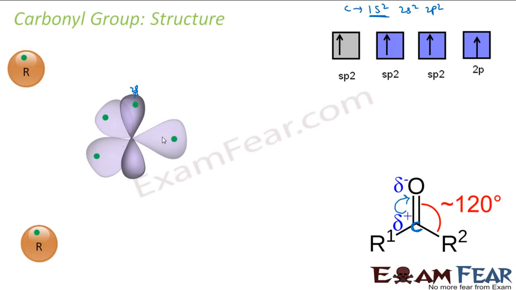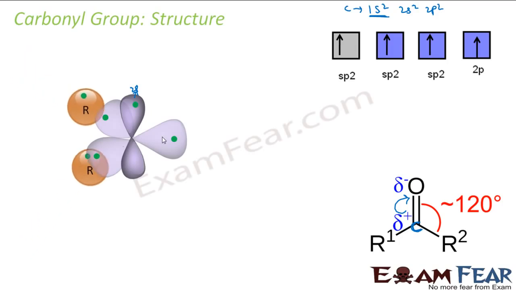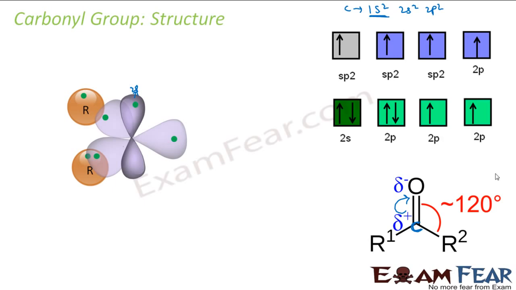And there are 2 alkyl groups attached to it. This is my carbon, and there are 2 alkyl groups attached to it, alkyl or aryl, whatever it is. Now I have oxygen here, so let's see the oxygen also. This is my oxygen.